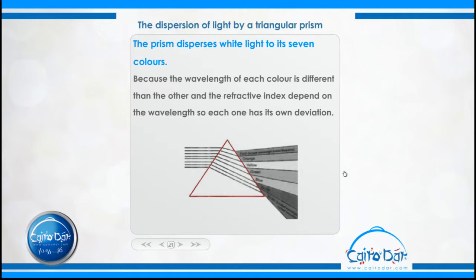Since the wavelength of each color is different from the other, the refractive index depends on the wavelength. Also, the angle of deviation depends on the wavelength. So yes, we have here 7 spectrum colors, as you see.